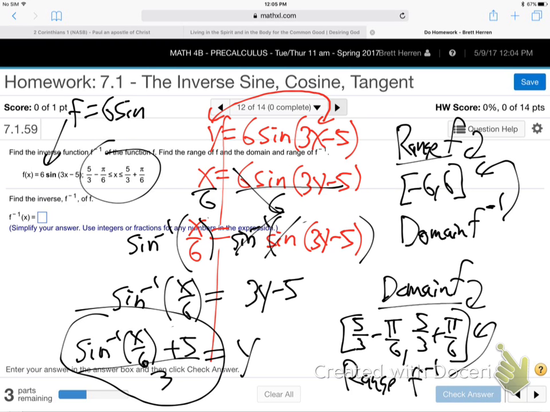Is the range the same for both of them? Yeah, so range of f inverse is the same as domain of f. Oh, it's just the inverse. Yeah. Right. We good? All right, quickly.